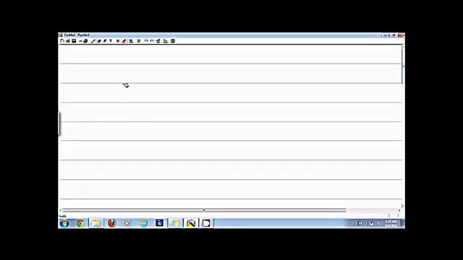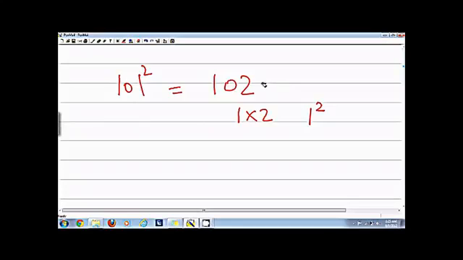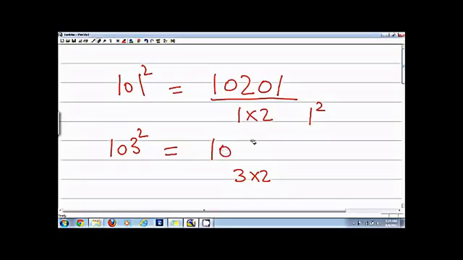For example, if I have to take the square of 101, I'll write 1 and then multiply 1 by 2. This 1 comes from here, so that will be 2. So I'll write 102 and then take the square of 1, so that is 1. So I'll write 10201. Similarly, if I have 103 and I want to take the square, I will say 1 and then 3 into 2 is 6, so 106, and then 3 square is 9, so 10609.